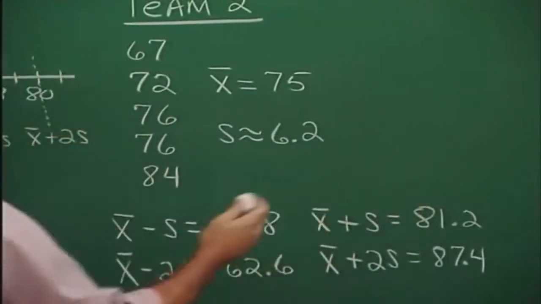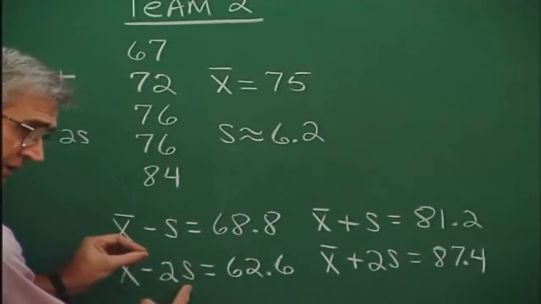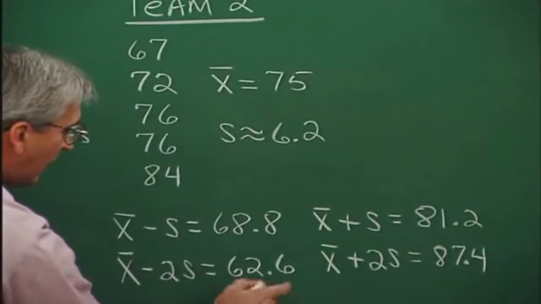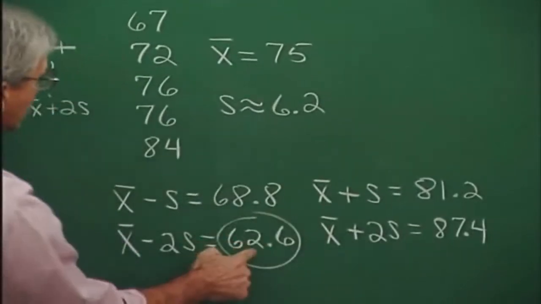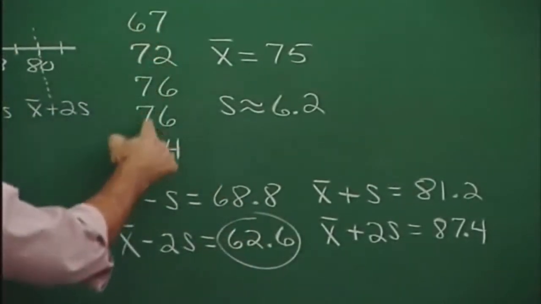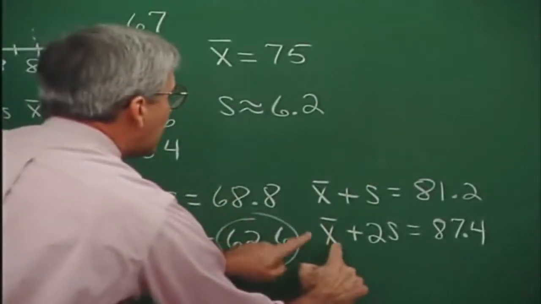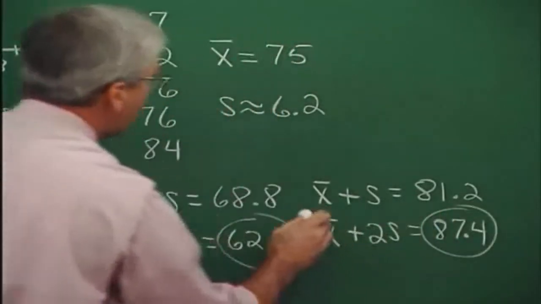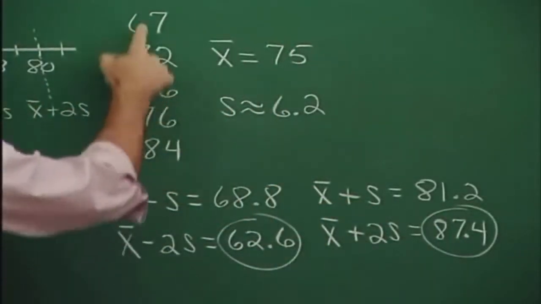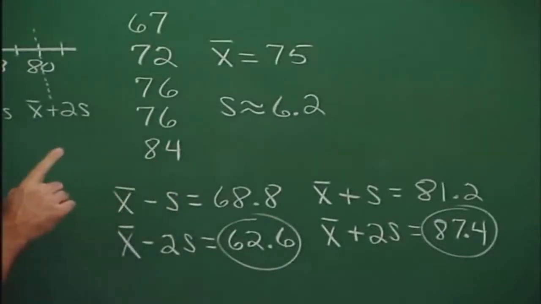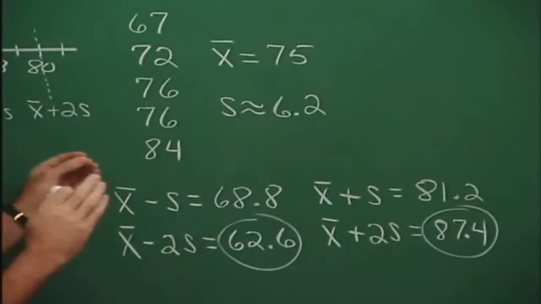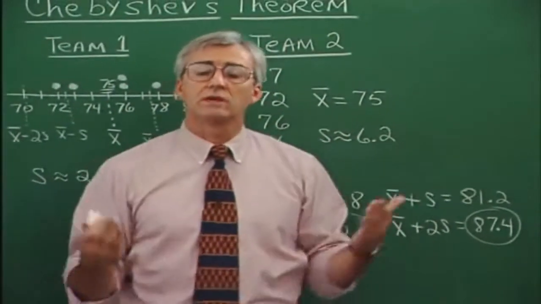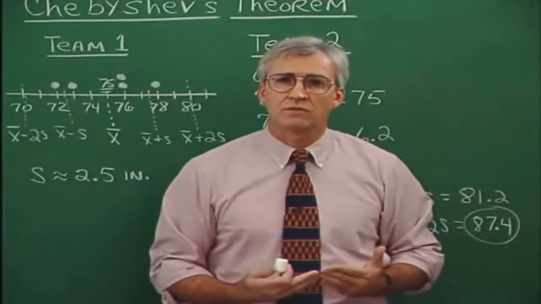Let's go another standard deviation away. X bar minus 2 standard deviations, 62.6. Now notice that this value is actually smaller than the smallest value in our sample. And if we take x bar, the mean, and add 2 standard deviations, we get 87.4. And this value is actually larger than any value in the sample. And so all of our sample items are within 2 standard deviations of the mean.